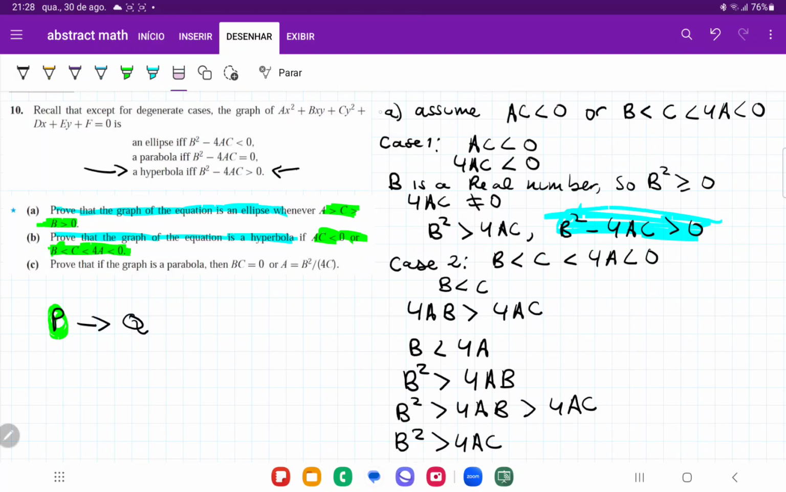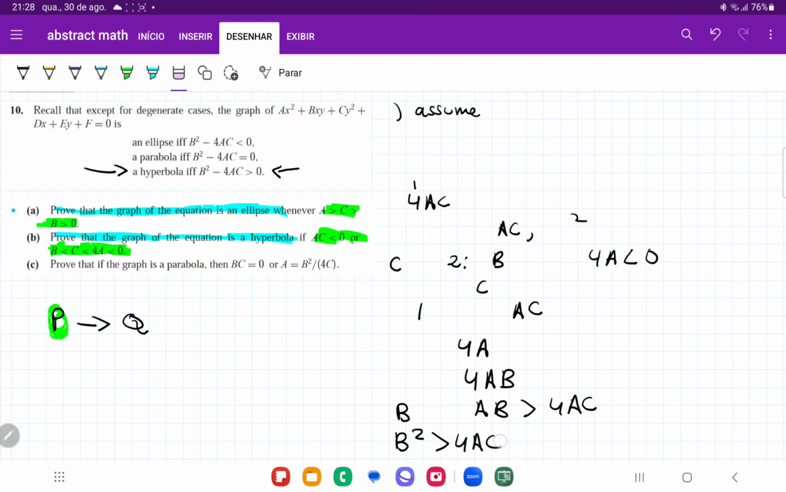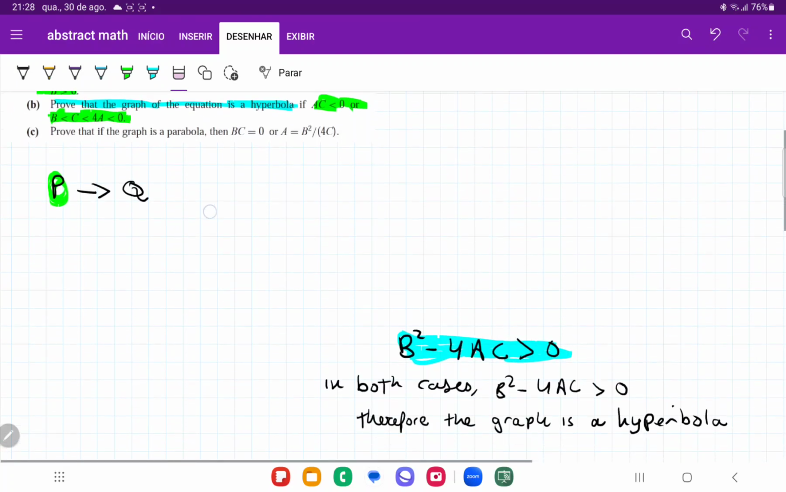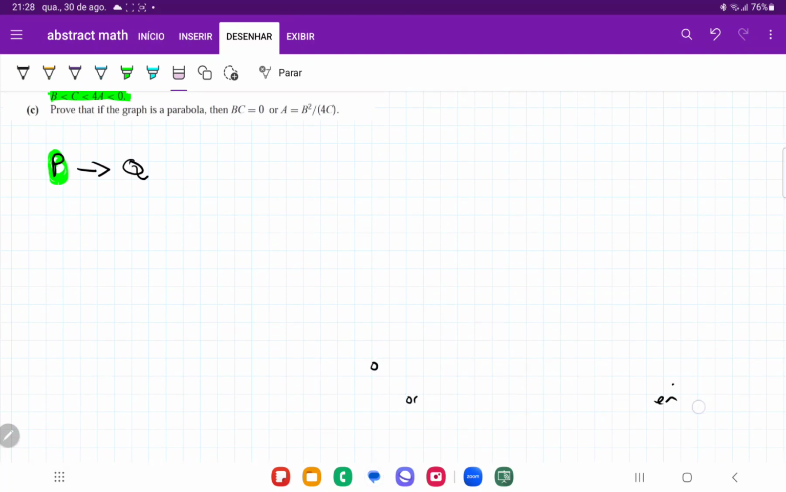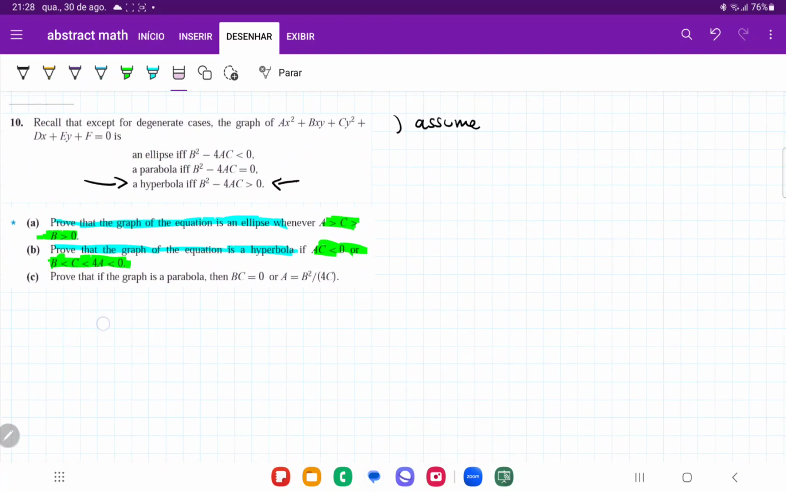item B. Now let's go to item C. And item C is a little different because item C begins with the assumption that the graph is a parabola. So we have the form if P then Q, where P is the assumption that the graph is a parabola, right? So that's our P. Then Q, then this stuff happens.